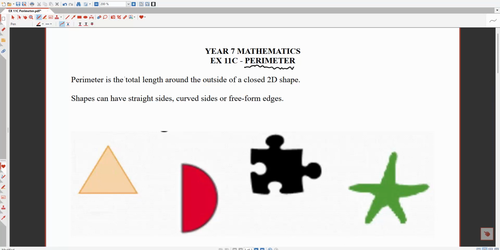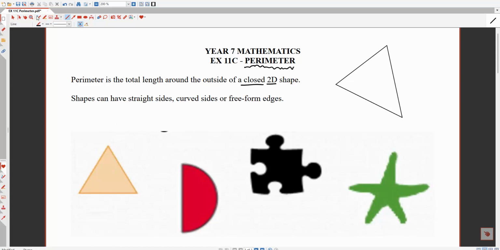So what is it? It's the total length around the outside of a closed two-dimensional shape. The shape is going to be drawn on a flat surface and it has to be closed. What that basically means is that if I asked you to find the perimeter of this, you would say, well, I can't do that because it's not closed. So the shape has to be closed like so.